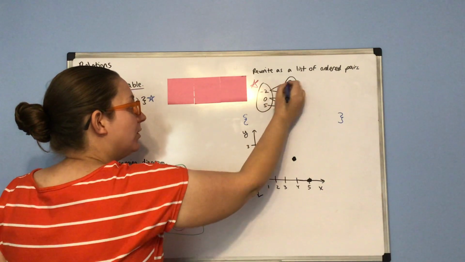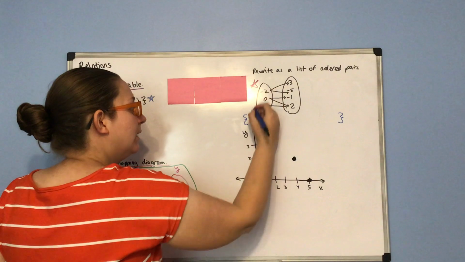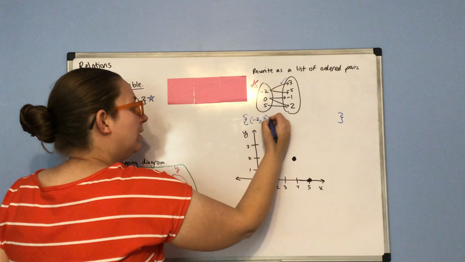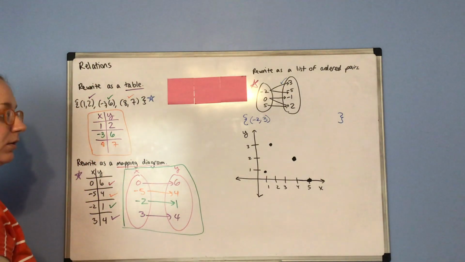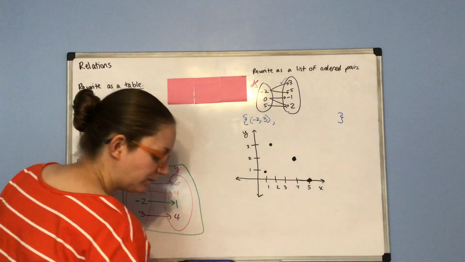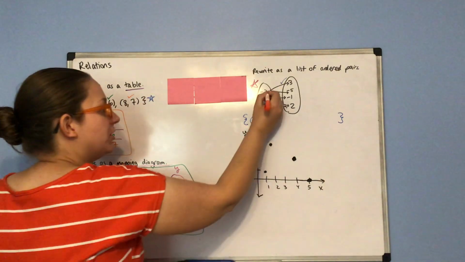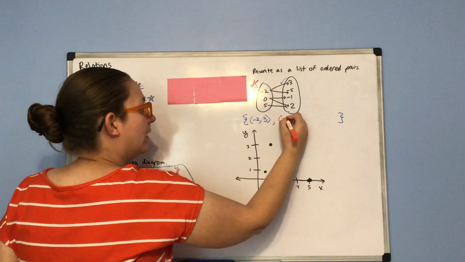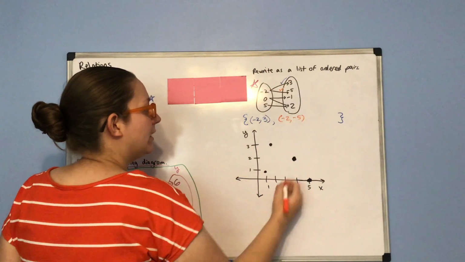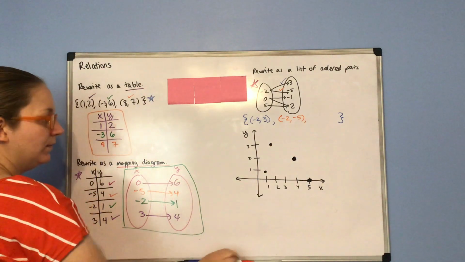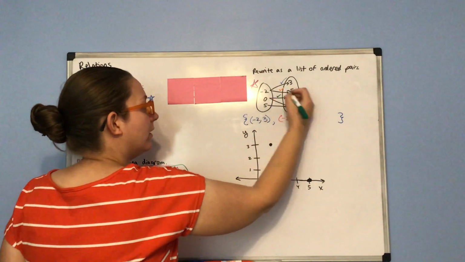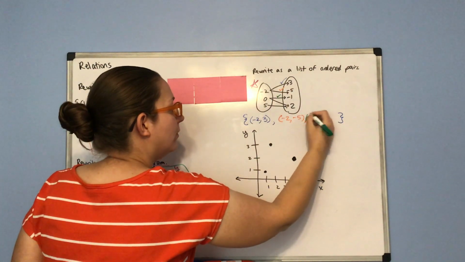So I'm going to take care of this first arrow here. My first point, my x value is negative 2, and that arrow is pointed at 3. So my first point is negative 2, 3. Put commas in between. My next point, let's just go to our next arrow. X value is negative 2. It's pointing at negative 5. So that's my next one. Continuing right along, I have 0 pointing at negative 1, so 0, negative 1.